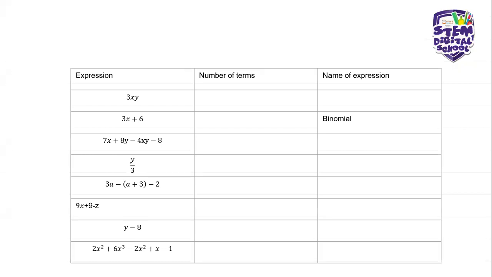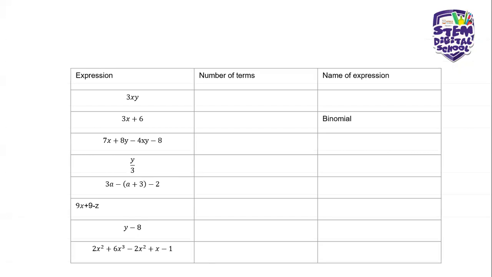And today I want us to look at the number of terms, and then we are going to zoom directly into the first one. So you can see that in the first category there, we have 3xy. What I want to know from you is how many terms do we have in this expression? How many terms are there in 3xy? Do we have 3 terms maybe? How many terms are there? And then give the name of the expression.